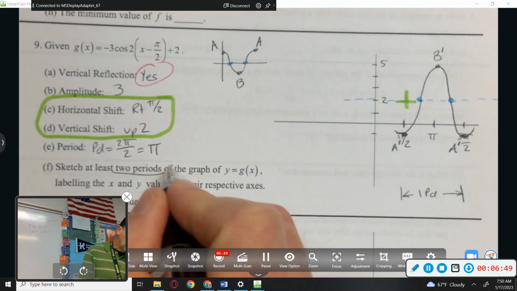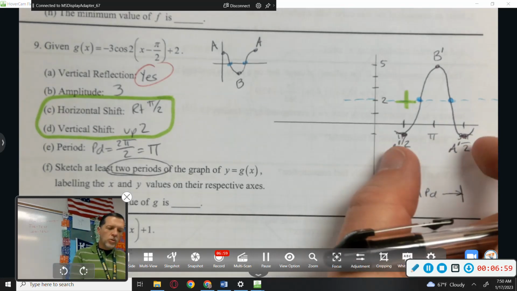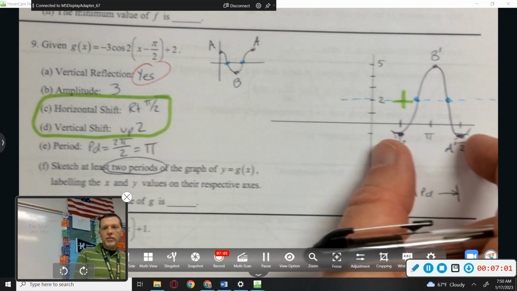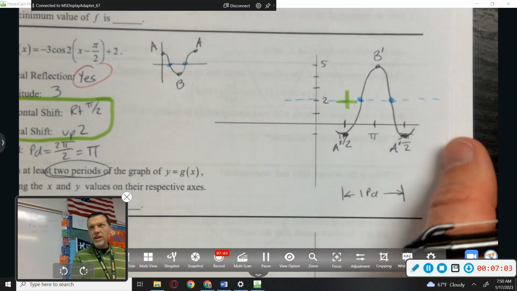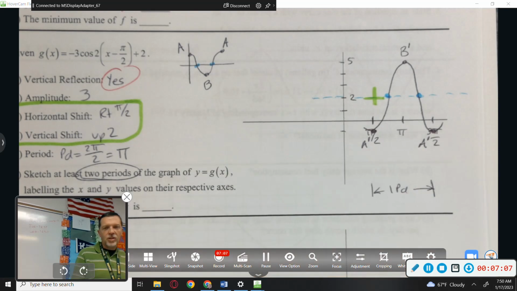Sketch at least 2 periods. We almost always want you to graph 2 periods. How much do you graph? Almost always it's going to say 2 periods. And so that leaves it open to you, depending on where the graph is. You might want to graph the next period to the right or the next period to the left. For this one, obviously, my space is going to work better for the left.